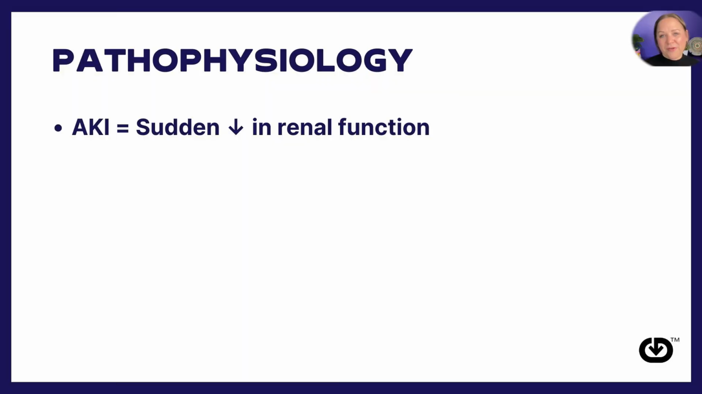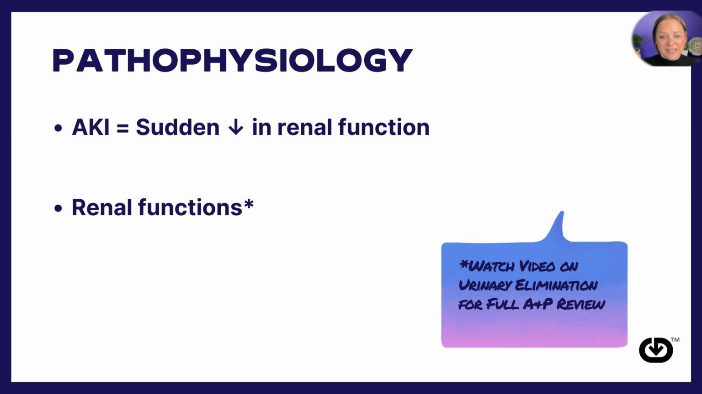So let's start with pathophysiology. What is going wrong in the body during an acute kidney injury? Acute kidney injury, also known as AKI, is a sudden decrease in renal function. So the kidneys stop functioning the way they're meant to. In order to understand exactly what's going on, we have to remember the specific renal functions of the kidneys. Now, this is described in more detail in the urinary elimination concept video. Link will be in the description for that as well. So if you're unfamiliar with that, pause here and go take a look at that video before jumping in.